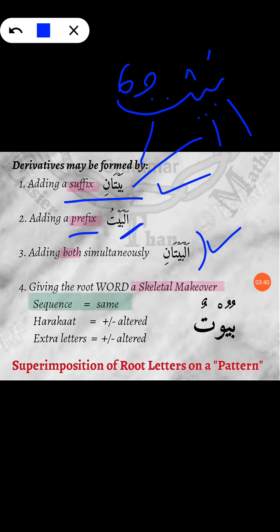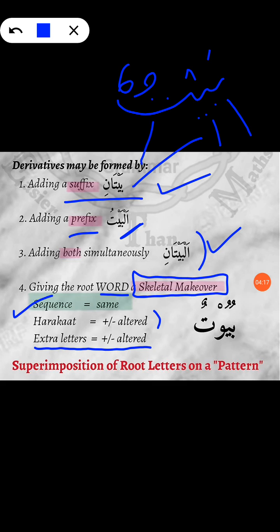Now the thing that we need to know now is forming a derivative by giving the root word a skeletal makeover. Now what do I mean by skeletal makeover? We all know that the sequence of the root letters has to remain the same. Now what is the makeover doing then? By makeover, I simply mean that the harakat get altered. They may or may not get altered. Okay, so there is a possibility for the harakat to get altered or the addition of some extra letters.